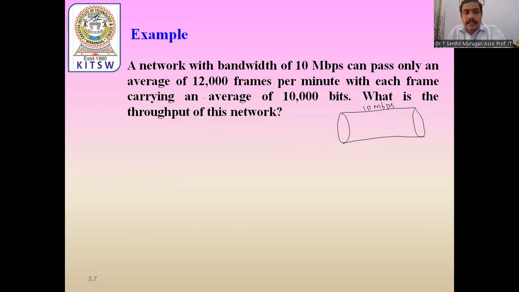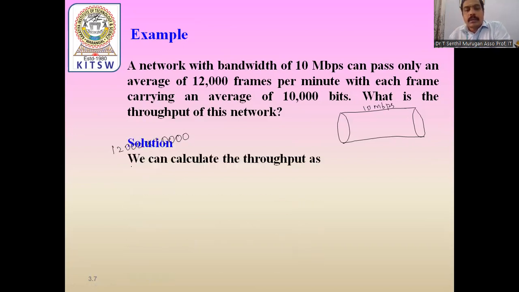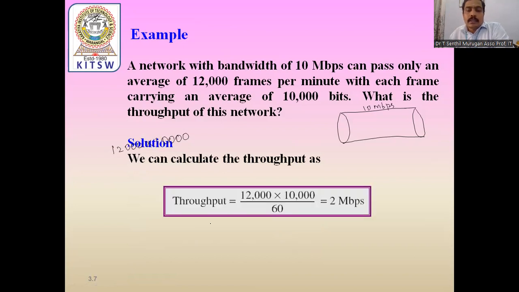With each frame carrying average of 10,000 bits. Okay. So how many bits are there? 12,000 frames, and each frame has 10,000 bits. So we have to calculate total number of bits. Then what is the capacity? 10 Mbps. Okay, so how to find it? 12,000 frames into 10,000 bits, total bits per minute.